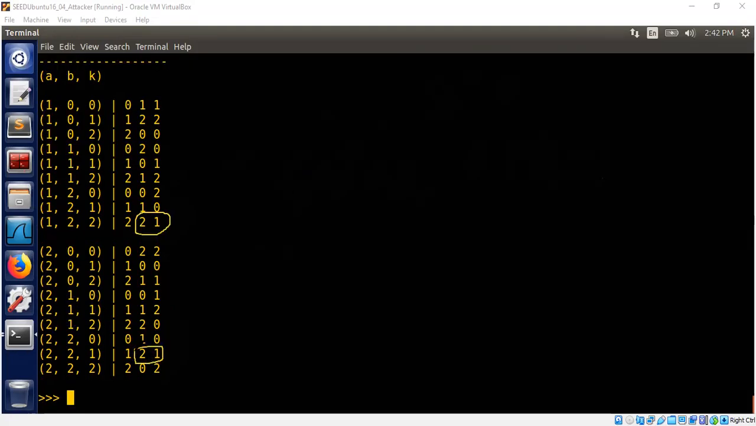Okay, what does it tell us? It tells us that A can be either 1 or 2. Anyway, we know A's value is smaller than p. So there's not much information leaked. There's no information leak whatsoever.